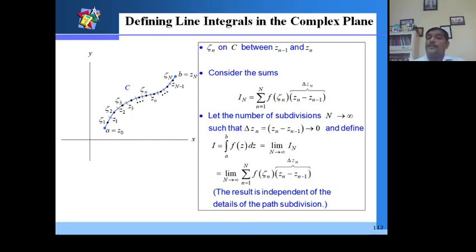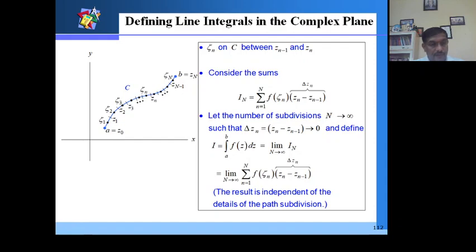You are already aware of integration on a real line. Here we can proceed in exactly a similar way, defining a line integral in the complex plane. Here we can see the complex plane, and in it there is a line which we call C. C is a line from Zn minus 1 to Zn. We can divide the line integral into sub-integrals.